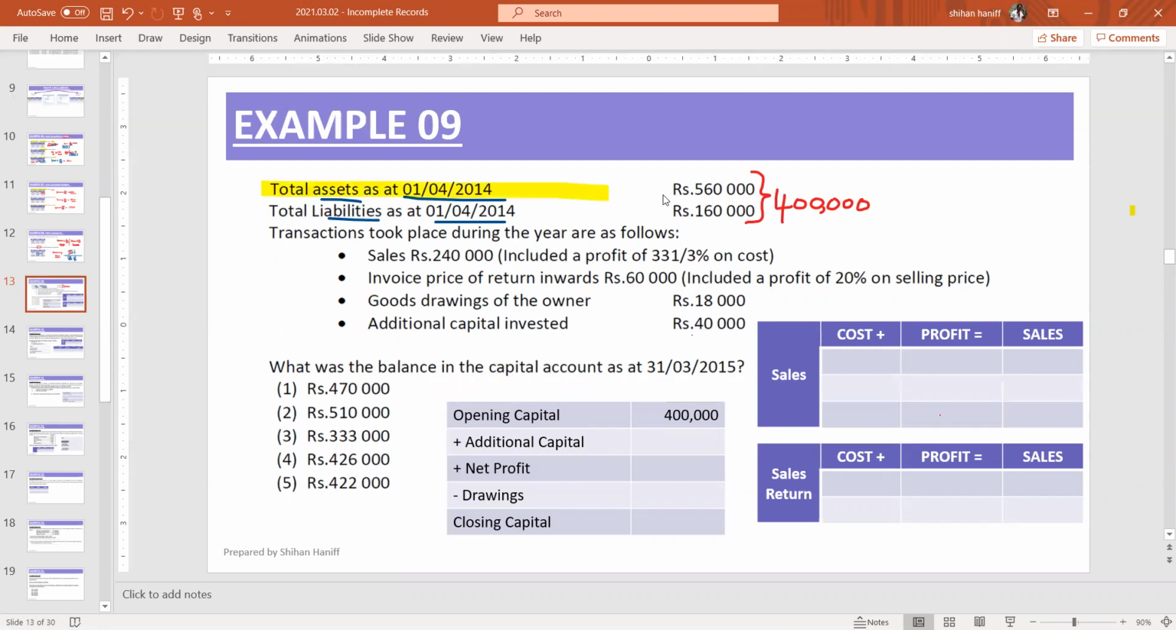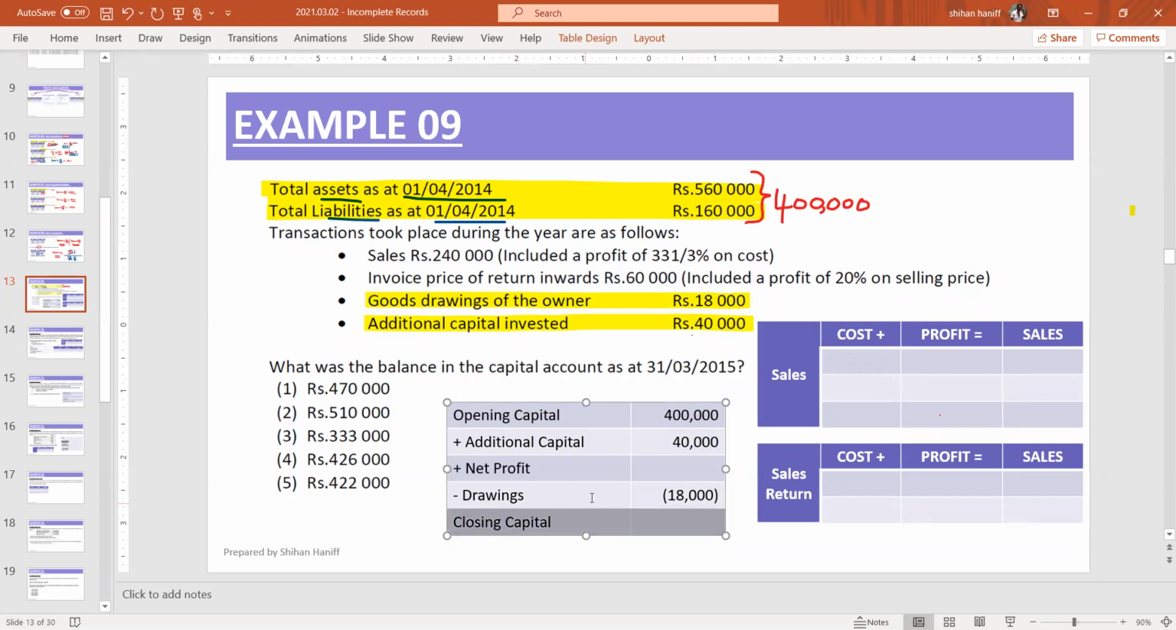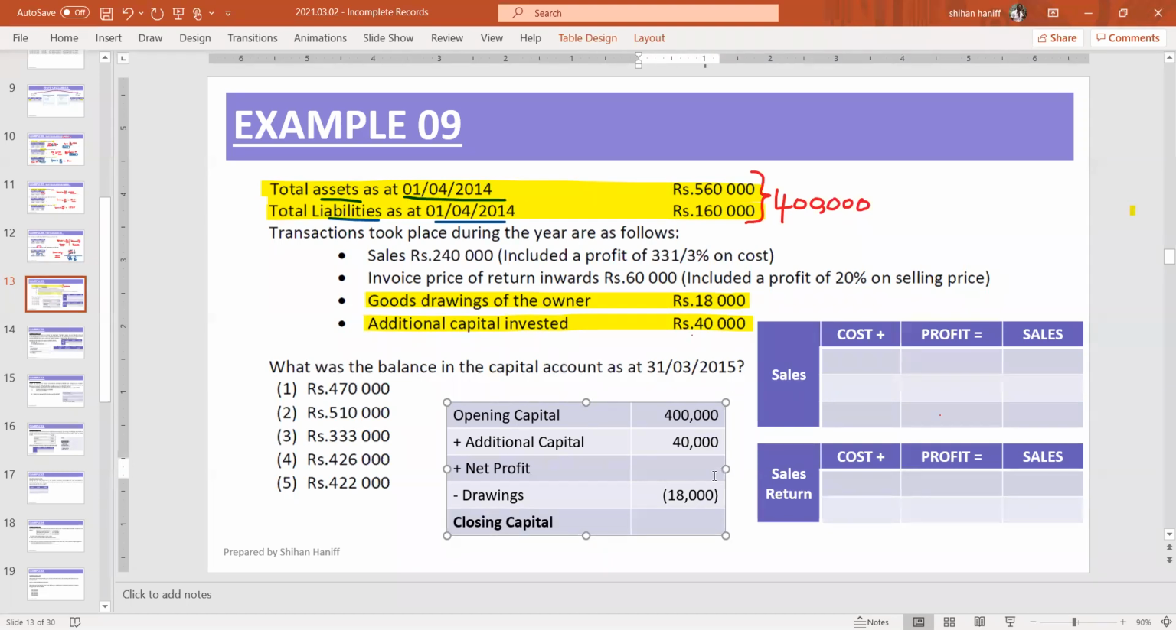Then we take these two pieces of information. Additional capital is 40,000. Drawings is 18,000. Now we need the profit. Net profit. So there are only two transactions in this business. Can you tell me how much is the net profit?